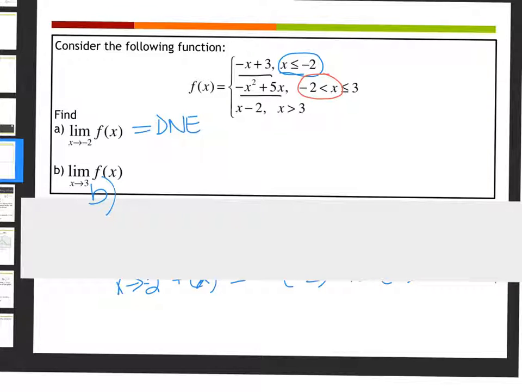If I'm looking at the left of 3, that means I should be looking for where x is less than 3. So which of the three functions has x is less than 3?